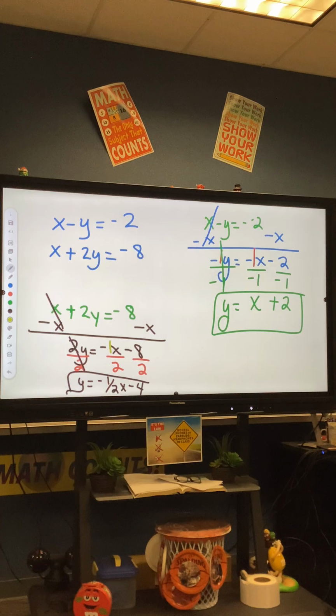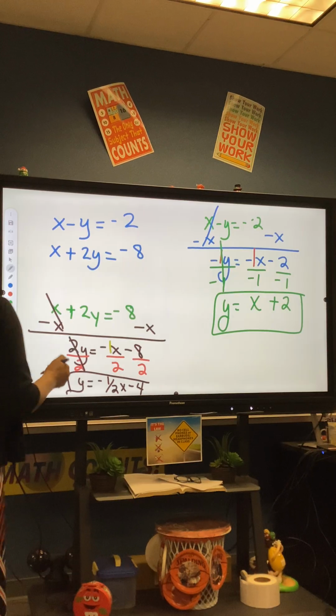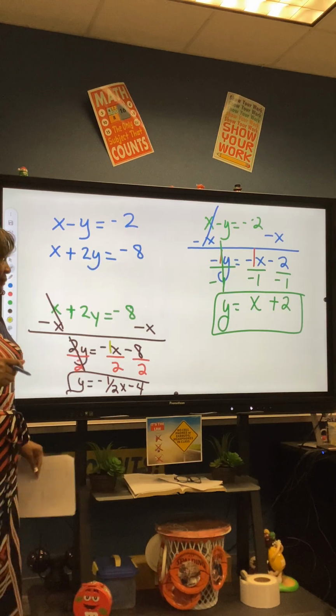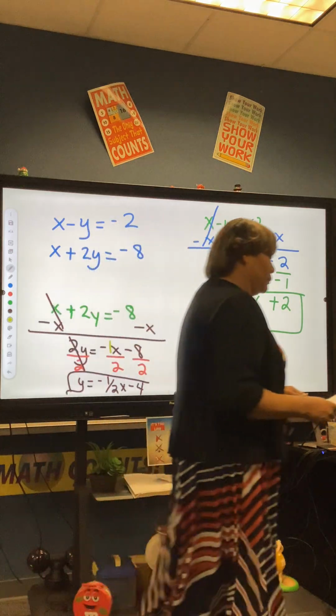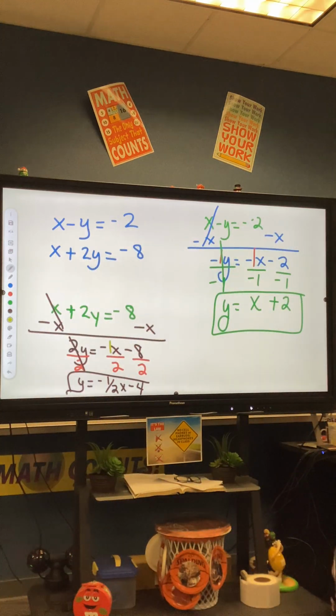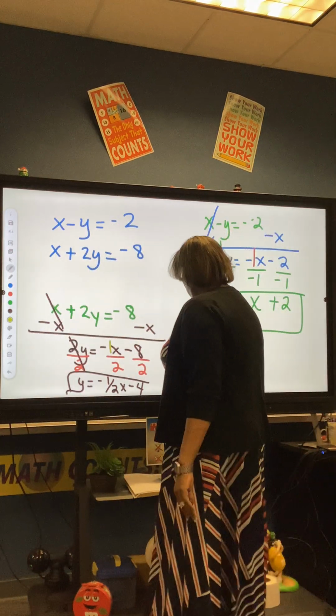Yes? No? Maybe so? Okay, 2 steps. Step number 1, move the what? Move the x. Step number 2, divide by the what? The coefficient of the y. Okay? Then I want you to go graph it. You should be all set.